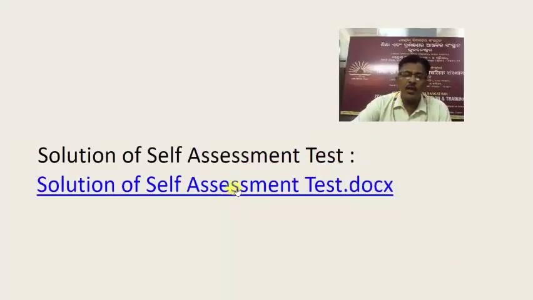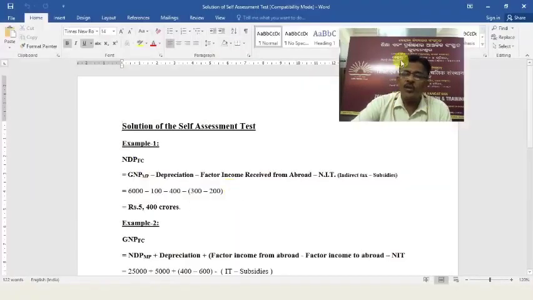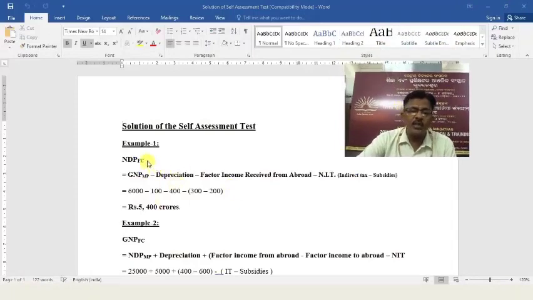As usual, I am also giving you the solution to all these examples. You see, example number 1 was to find out the NDP at factor cost.